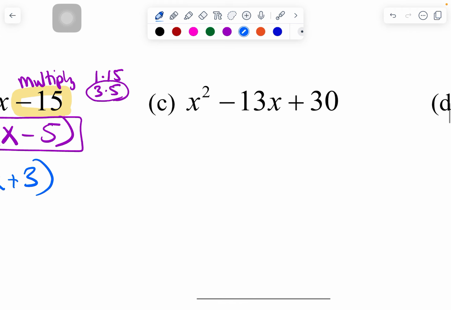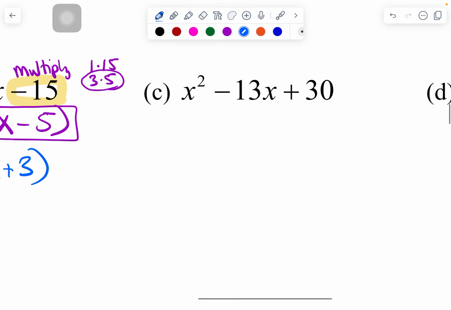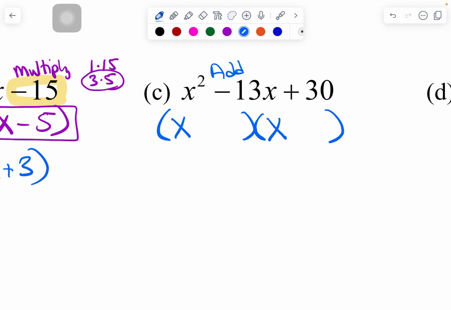All right, let's move on to part C here. So do you have a GCF? No. Let's go ahead and draw the two factors in. We're going to split the x squared into x and x. All right, we are trying to add to a negative 13 and multiply to a positive 30. This is going to get a little weird, all right?